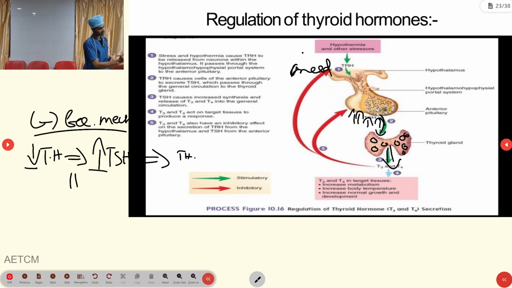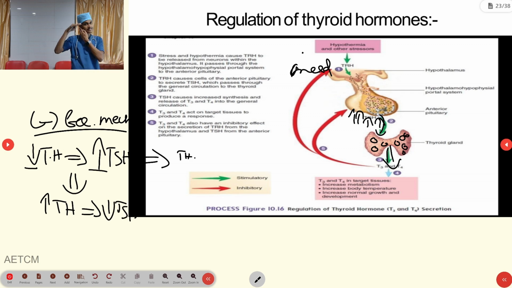Vice versa, if your body has a larger amount of thyroid secretion, your body will suppress the TSH release. There you can see the suppression in the TSH level, that will happen in hyperthyroidism, or instead of saying hyperthyroidism, we can say there is an increased level of thyroid hormone. So this is the way your body regulates thyroid hormones, that is called the negative feedback mechanism.